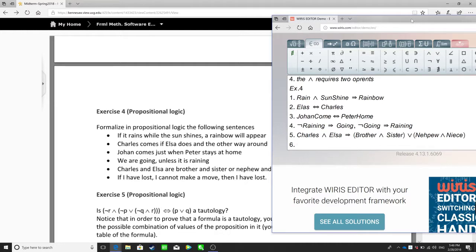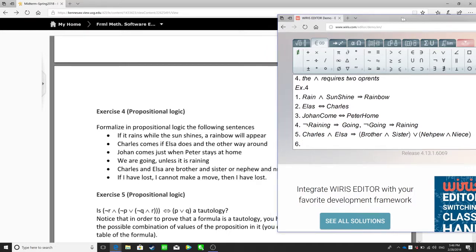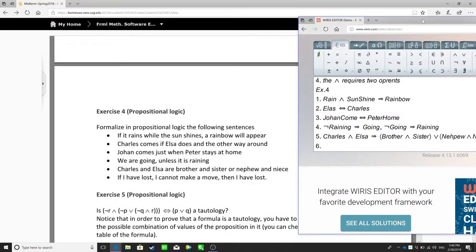I've lost, I cannot make a move. Then I have lost. Oh, you're saying they imply each other? In case of a draw, can we make a move? In chess, by the way. I cannot make. Well, I'm lost. Yeah, that actually makes sense. Yeah, I don't know the standard answer for this, but I think what you said makes sense.